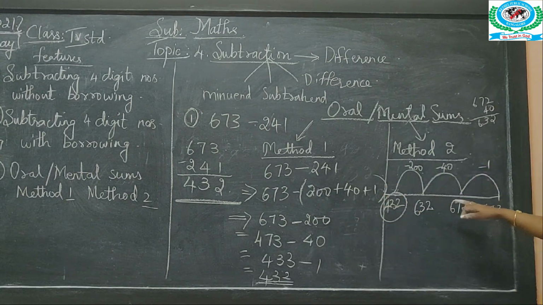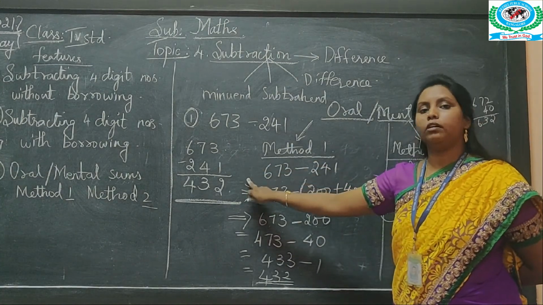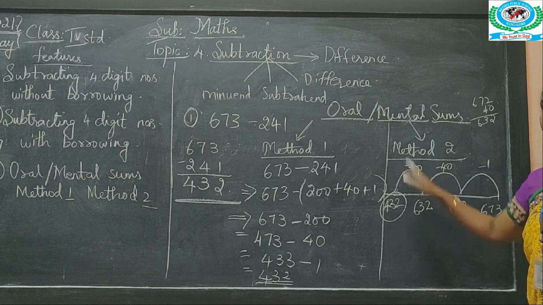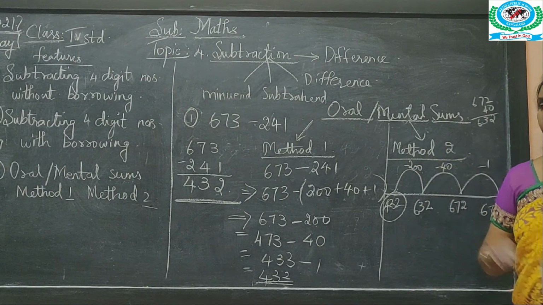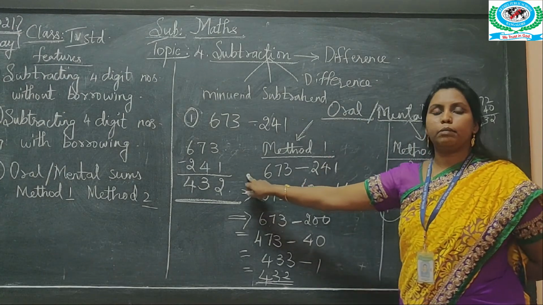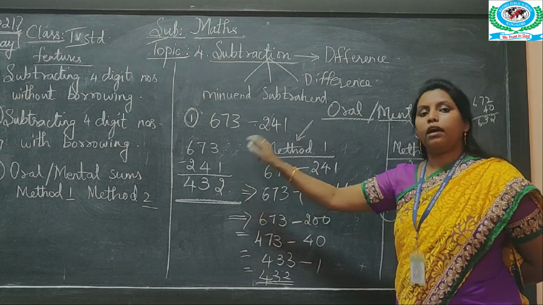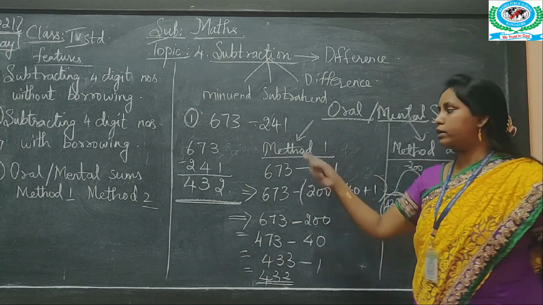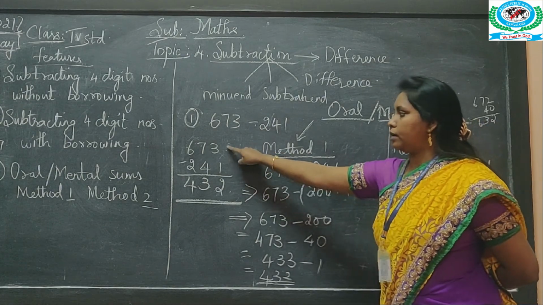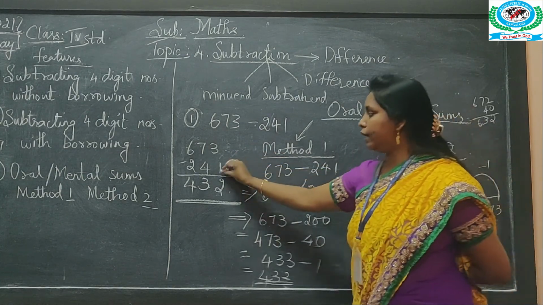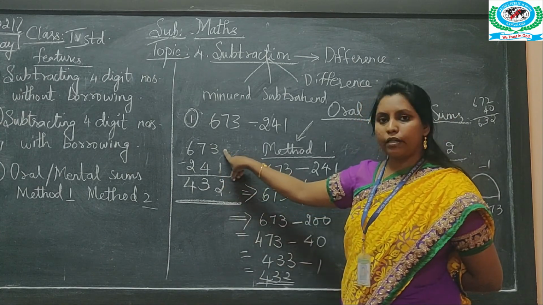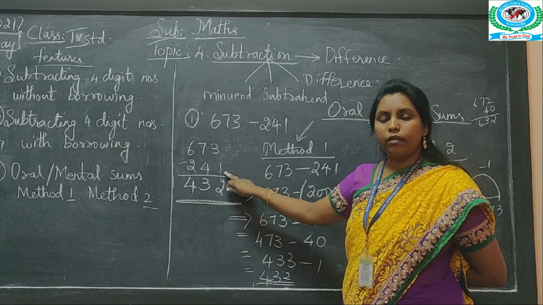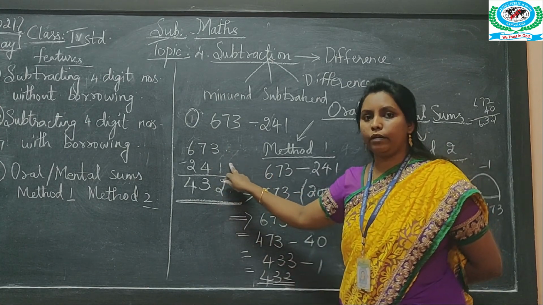You need to follow the standard method of subtraction. This is only for your general knowledge; you have two methods to find mental sums. The standard method is placing the numbers in the place value chart and then subtracting. If the top number is greater, you can subtract directly. Only when the top number is smaller can you borrow a number.